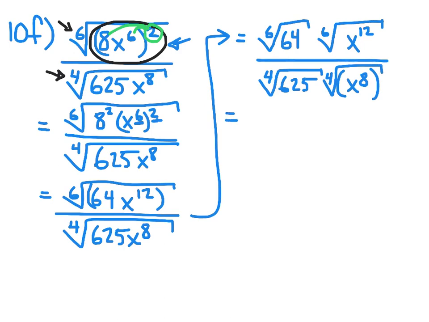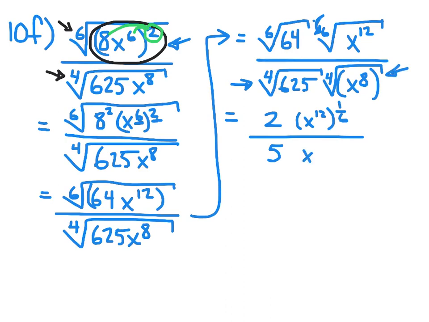Now the sixth root of 64, I believe, is 2, because 2 times itself 6 times is 64. Then I will write now, this is x to the power of 12, and the sixth root, remember what sixth root means. Sixth root means to the power of the sixth. Okay, and then over here, the fourth root of 625, I believe is 5, because 5 times 5 times 5 times 5 is 625. And then I'm going to rewrite this as x to the power of 8, all to the power of a quarter. Okay, and then continuing this is 2.